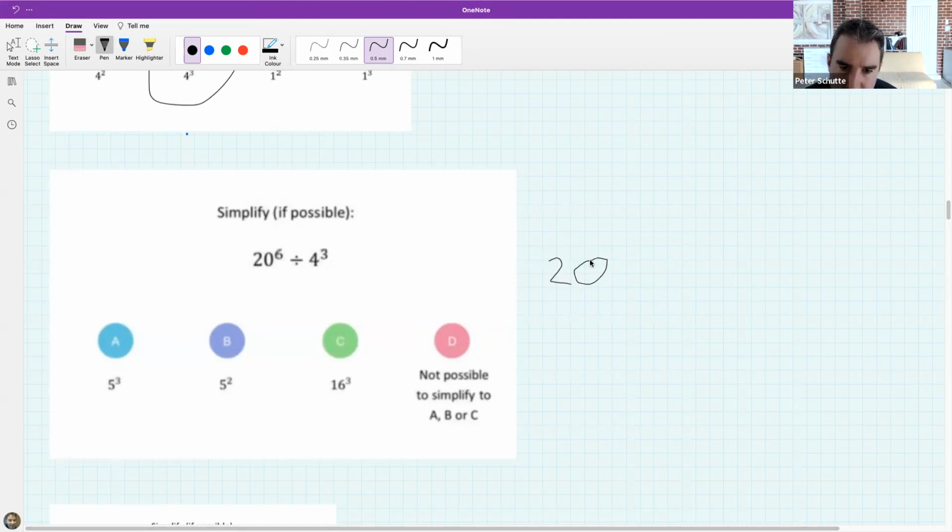So did you tell me about the 20? What did you do with the 20? I divided it by 4. You divided it by 4. But how did you, let's have a look. So I was thinking, couldn't we break the 20 into its prime factors? Did you do that or not? No, so I just divided.